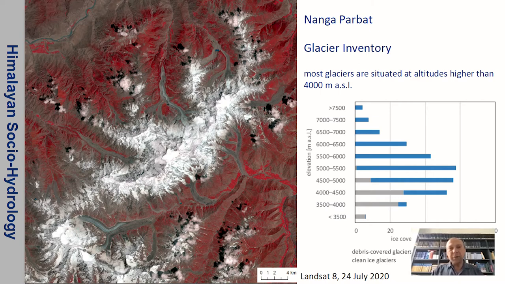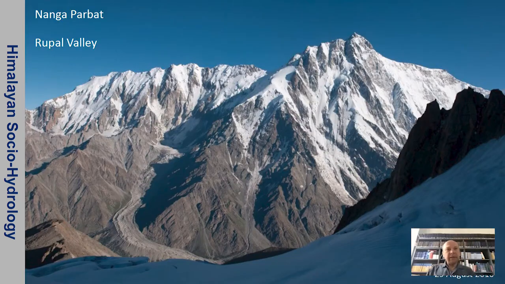This is not an unusual pattern: at altitudes below, let's say, 4,000 or 4,500 meters, we have more and more debris covered glacier, and the higher altitudes are always covered with clean ice glaciers, as you can also see on the satellite imagery. And now I will come in detail to the south face of Nanga Parbat, this Rupal face with 4,500 meters of relief energy.